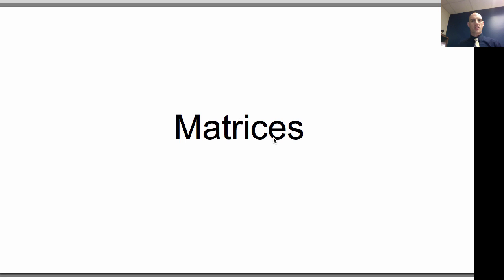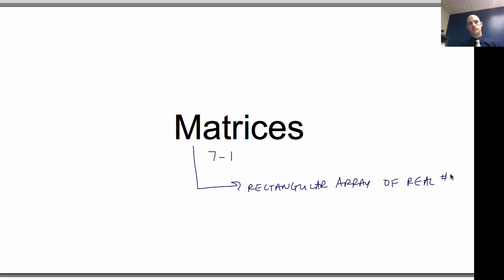Welcome back. Today we're going to talk about matrices, and this is section 7.1. A matrix, with the plural being matrices, is just a rectangular array of real numbers. A lot of times what we're going to use this for is solving systems of equations.